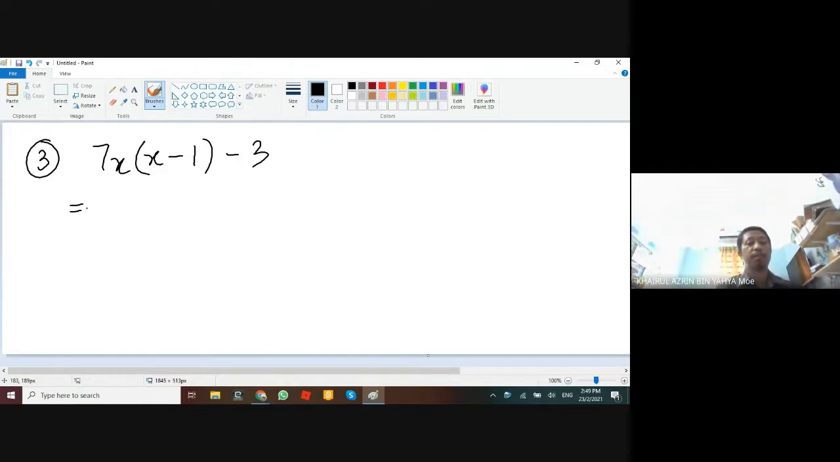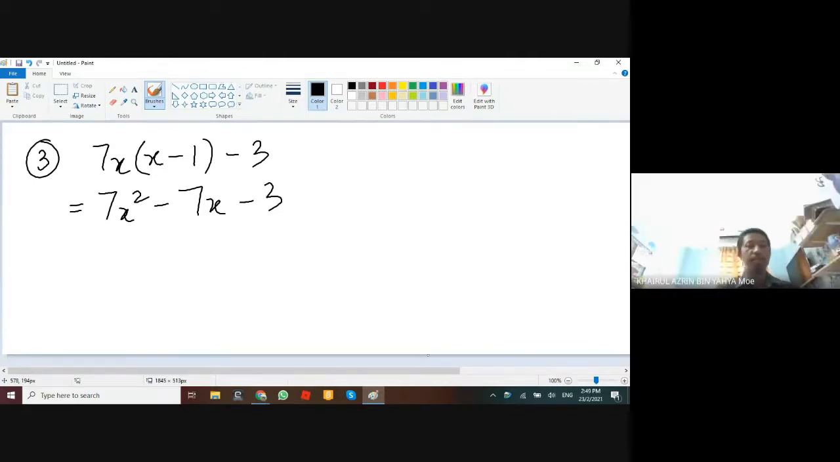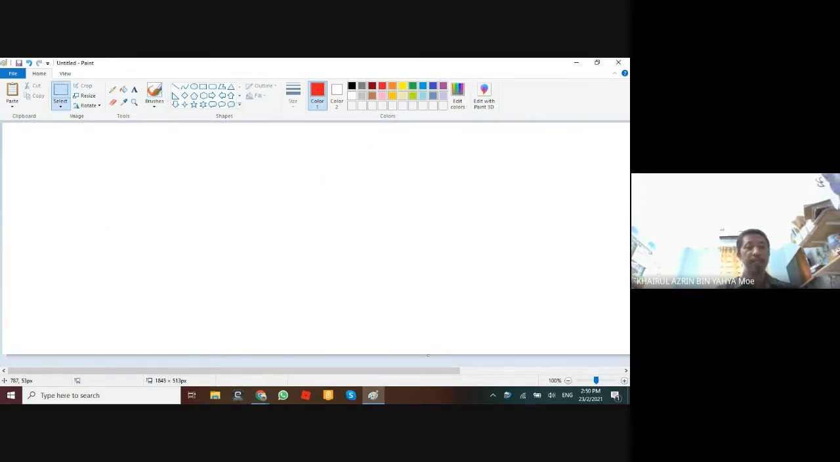So now we want to simplify this. To simplify, first we expand. We expand everything. So 7x times x is 7x squared. 7x times negative 1 is negative 7x, minus 3. Is there anything we still can do? We can factorize this one. However, I think this is enough. So question number 3, only this one. Finish already. Nothing we can do anymore. Okay. So question number 3, very easy. This is from the textbook. Okay, now we go to question number 4.